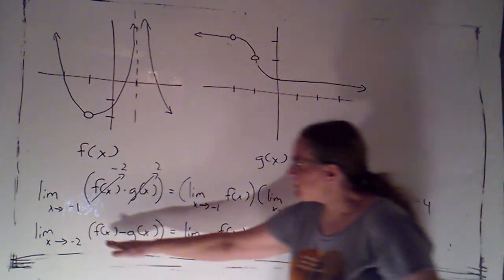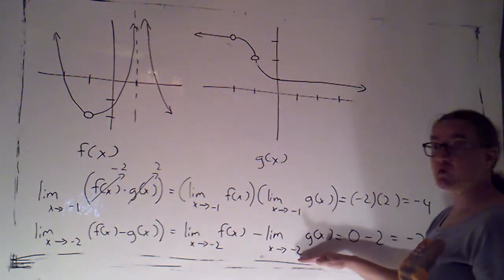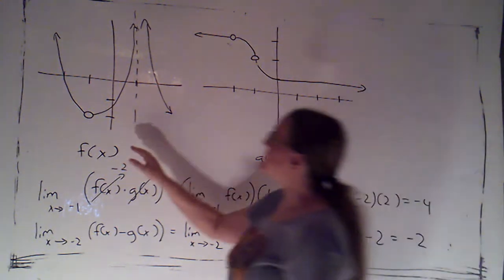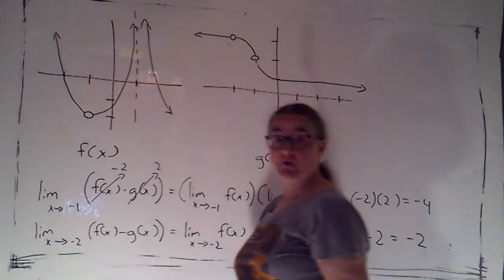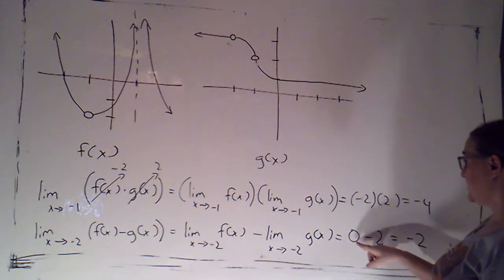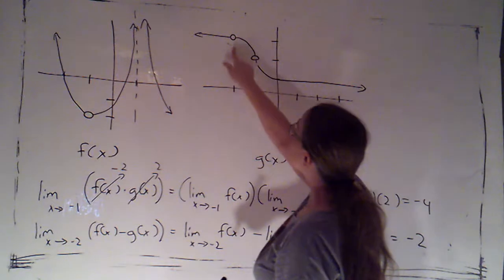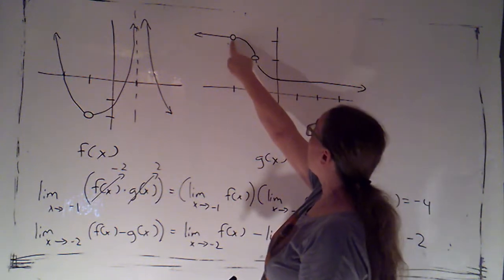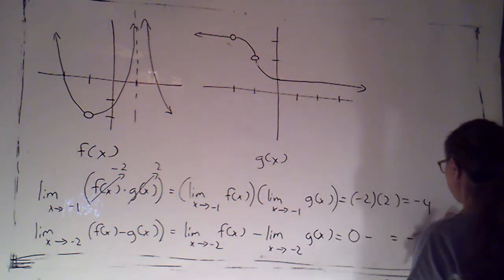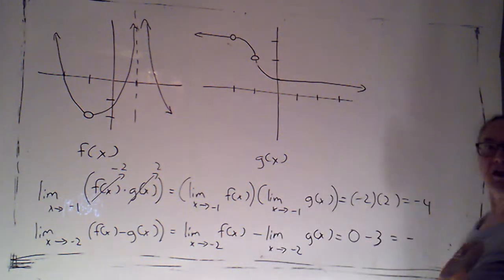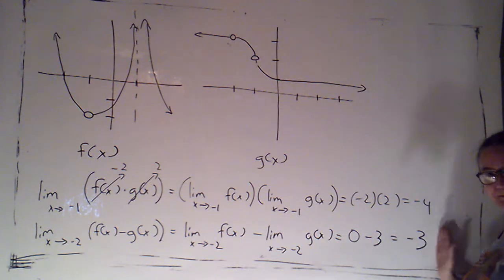With this second one, we were subtracting two functions. And so I said, well, we can take the limit of each one and then subtract. As x approaches -2, that would be here. There's actually a point there, looks like at (-2, 0). So f is approaching 0. The limit as g approaches -2 is going to be the y value of the hole there. Looks like that's up at 3. I'd written 2, but that's actually up at a height of 3. So that would be 0 minus 3, which is -3.